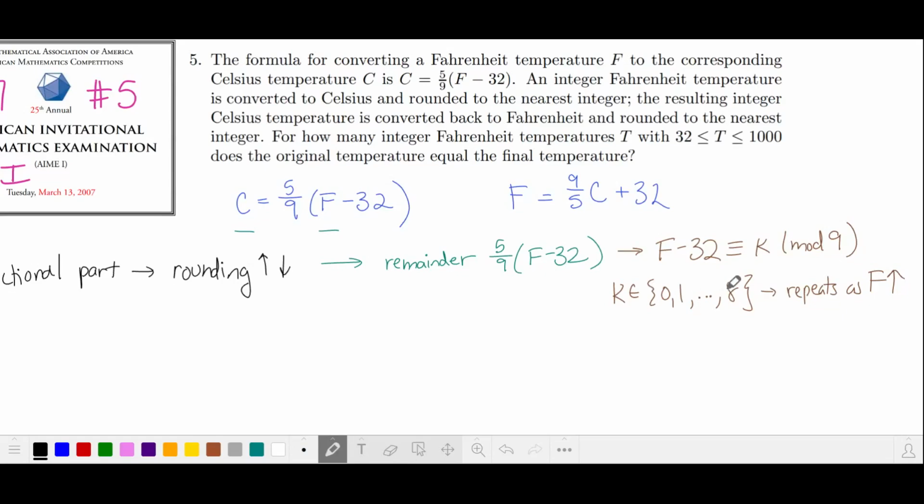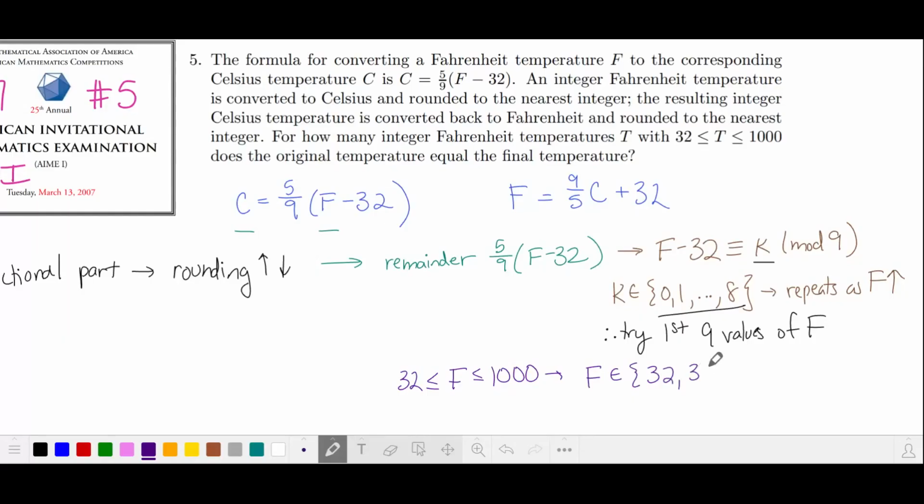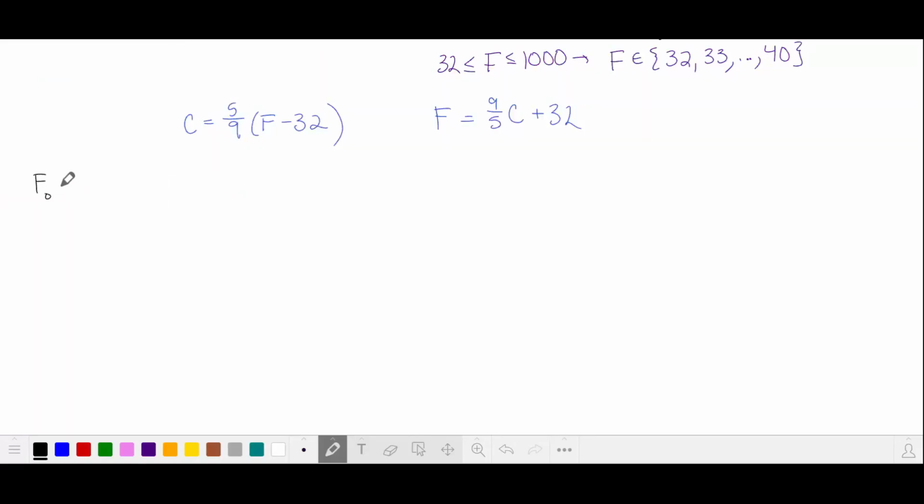We could try to find a general expression for the Celsius temperature after it has been rounded in terms of K, but instead we can try the first 9 values of f, and after that the mod 9 residuals are going to repeat. Since our Fahrenheit temperature starts at 32, we'll use the first 9 values of f starting with f equals 32. So our original Fahrenheit temperature is 32 degrees.